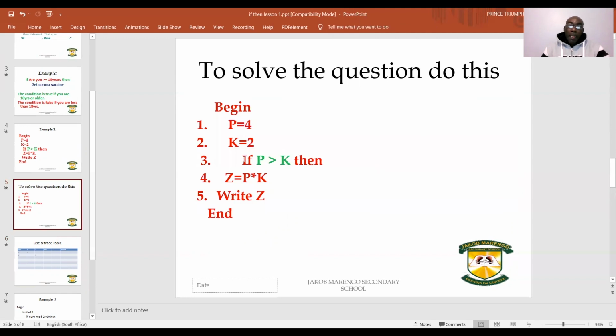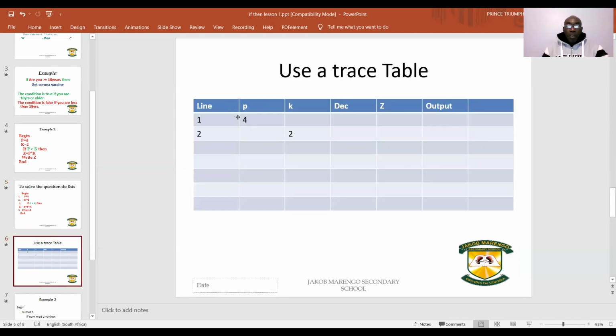Here is my condition. Put your condition in the form of a question so that it will be easier for you to understand. So I'm going to put it in a question now. Listen to me. I'm not going to use the word if. I'm going to use the word is. So listen. Is P greater than K? Can you see that now? So if you go to your trace table, what is P?